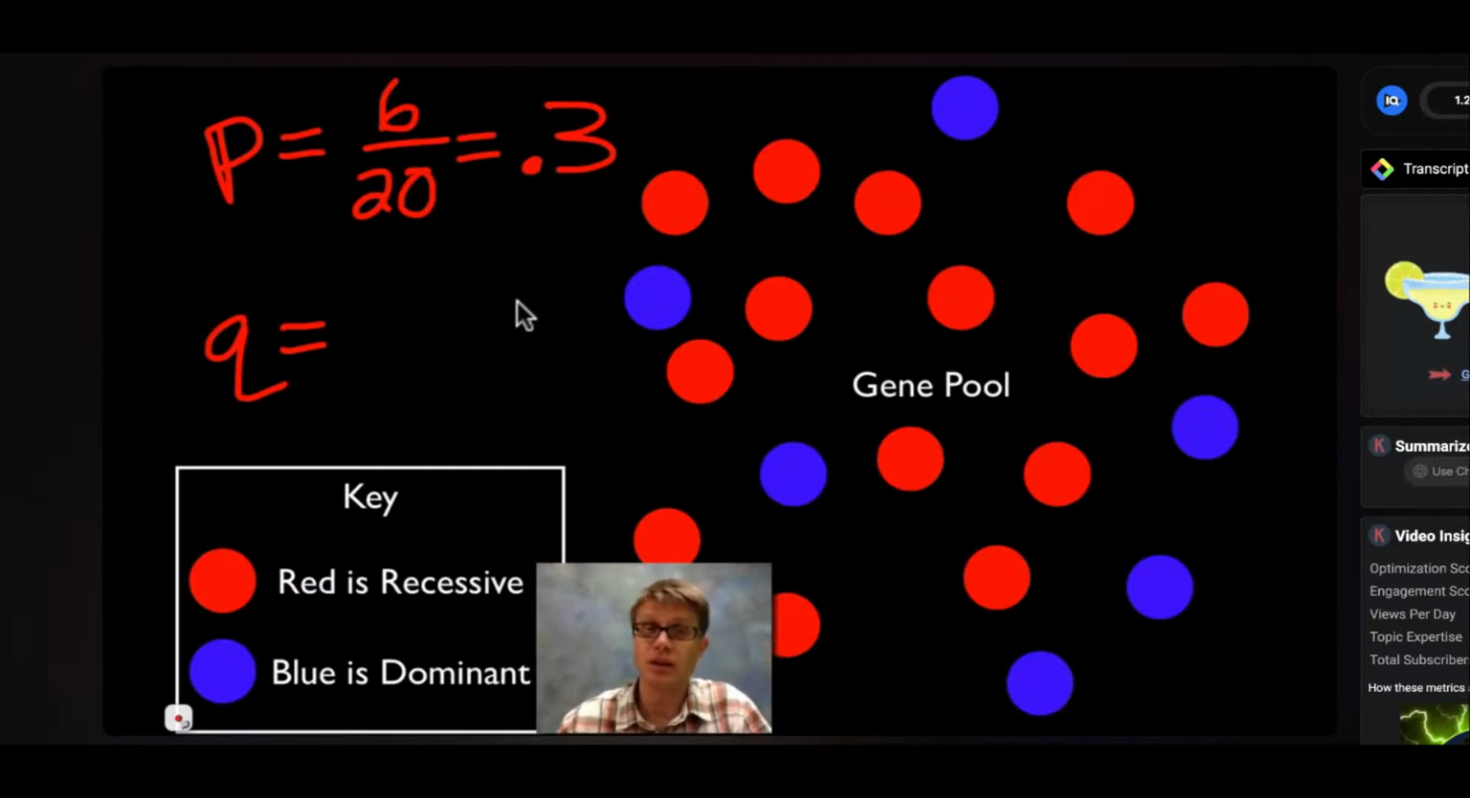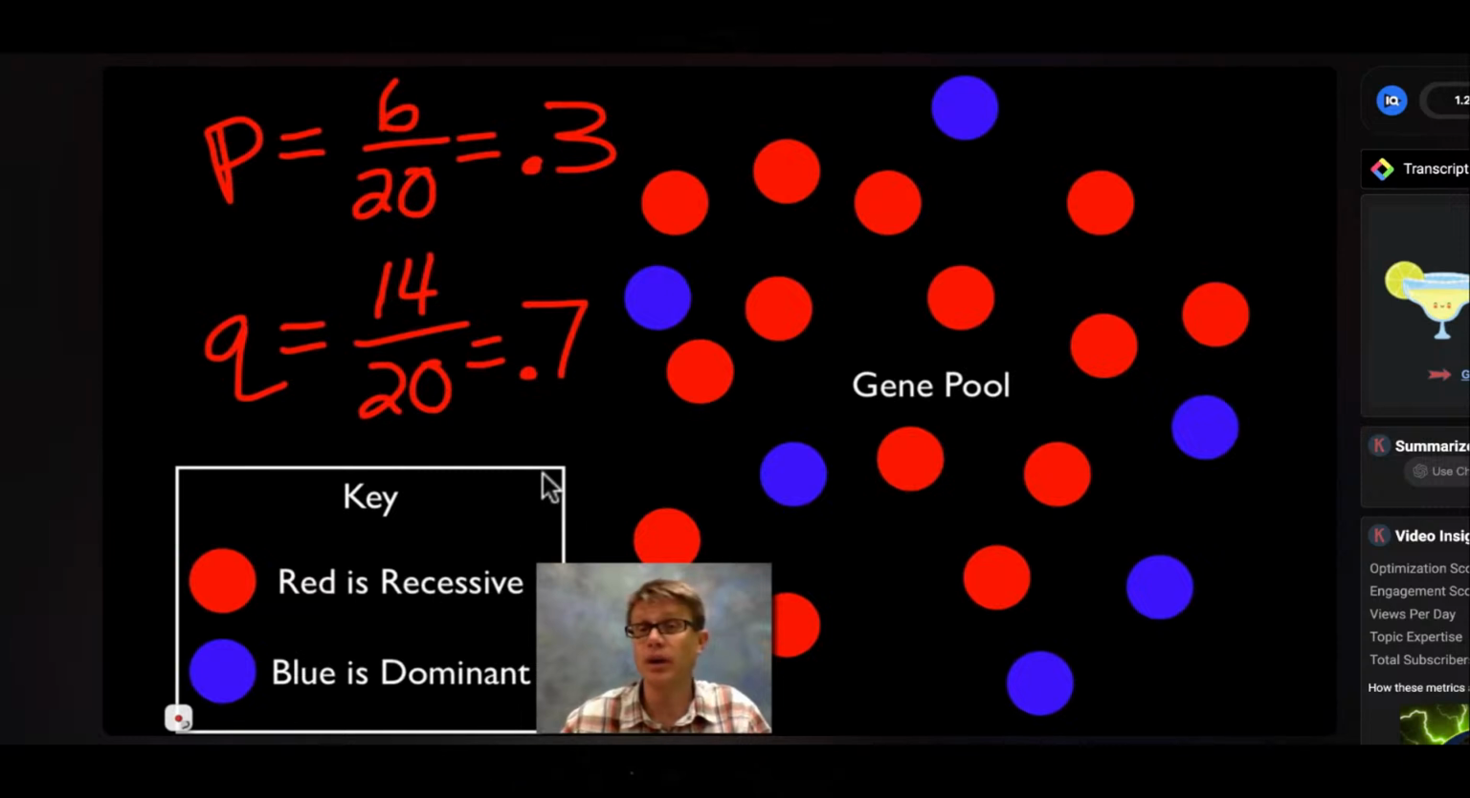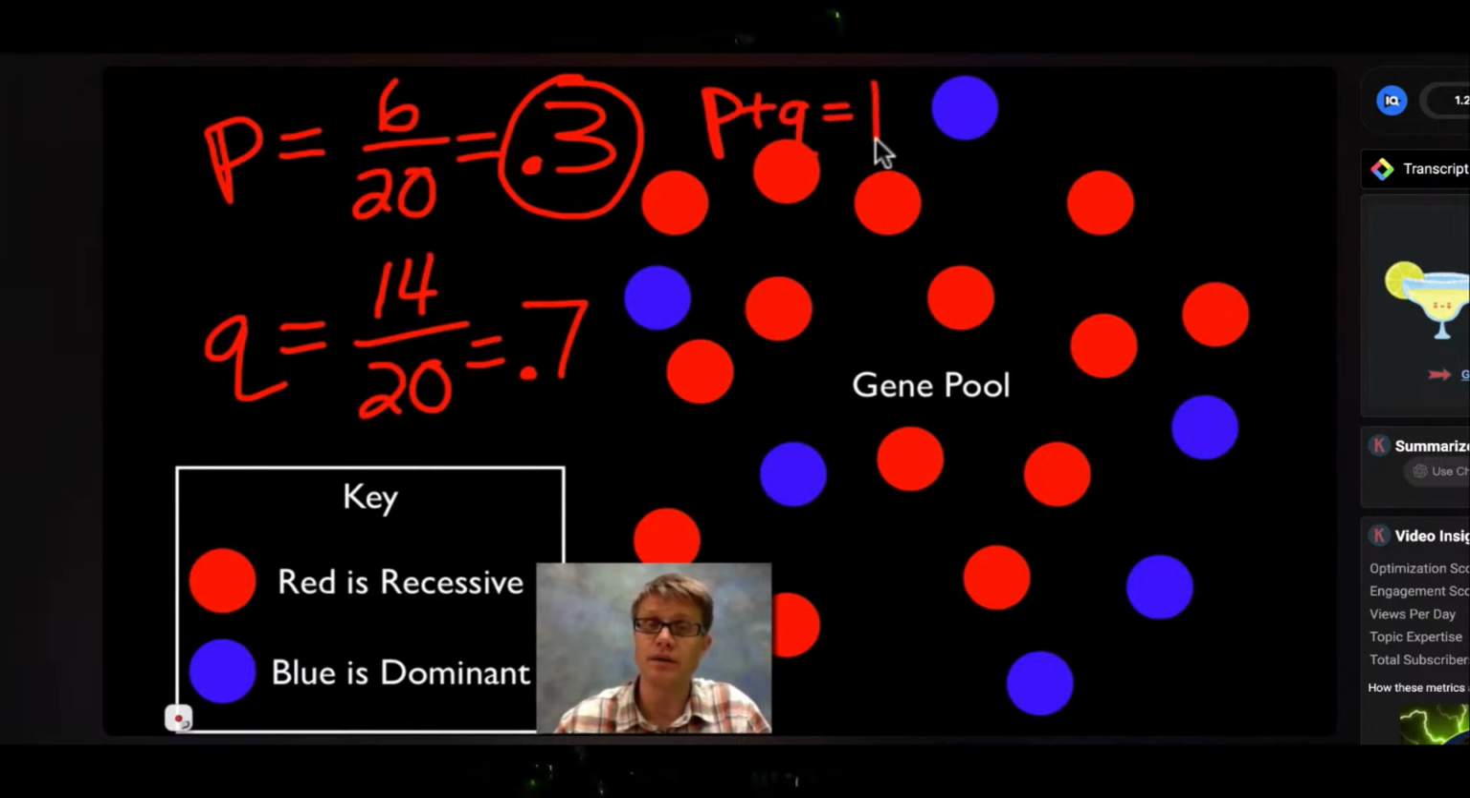And so now how do we figure out the Q value? Well, the Q value, I could count up all the red ones. It's going to be 14. And then I divide that by 20, and it's going to be 0.7. Another quick way to do that is if you figure out that this is 0.3, P plus Q will always equal 1. And so I could have just taken 1 minus 0.3, and that would have given me my Q value.